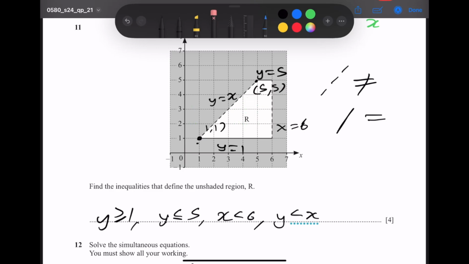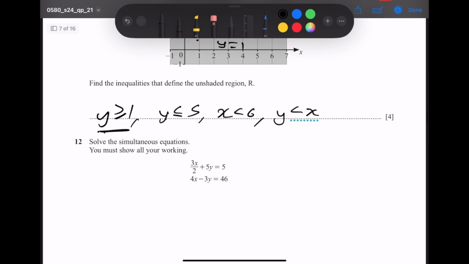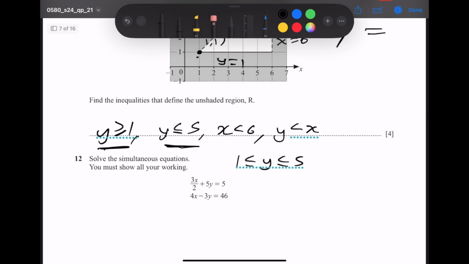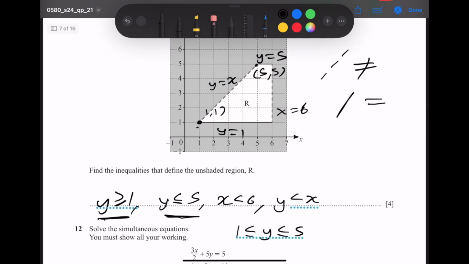Now, the first two inequalities, y is greater than or equal to 1 and y is less than or equal to 5, are both involving the same variable. So we can make one single inequality where 1 is less than or equal to y, which is less than or equal to 5. Since y is greater than or equal to 1, all the values of y can be above 1, and y is less than or equal to 5 means that all values of y should be less than or equal to 5. So this is the range of acceptable values of y, which is 1 less than or equal to y less than or equal to 5.